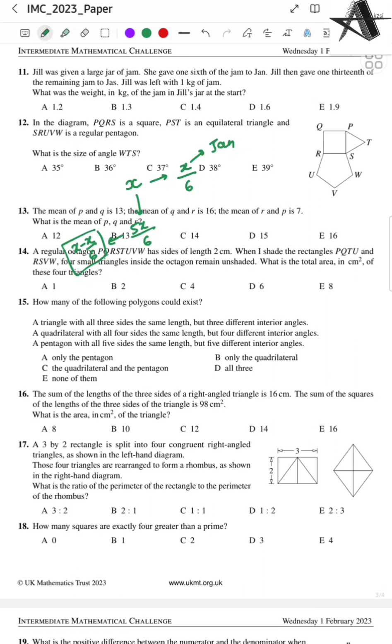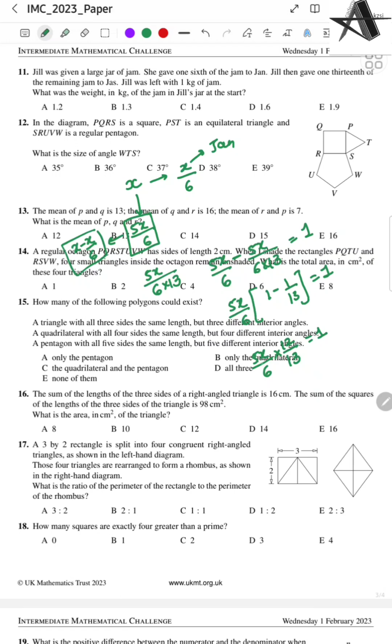Jill then gave 1/13 of the remaining jam, 1/13 of 5x over 6, to Jess. Jill was left with 1 kg of jam. Now the remaining is 5x over 6 minus 5x over 6 into 1/13, and that equals 1. So 5x over 6, if I take it out, 1 minus 1 over 13 equals 1, or 5x over 6 into 12 over 13 equals 1. 1 minus 1 over 13 is 12 over 13. So this will be 10x over 13 equals 1, or x equals 13 over 10, which is 1.3 kg. So initially Jill had 1.3 kg of jam, which is B.